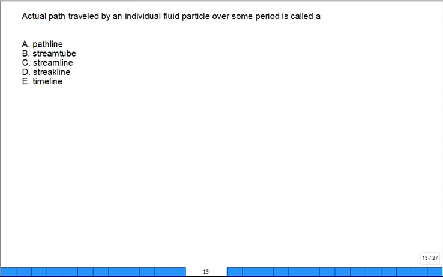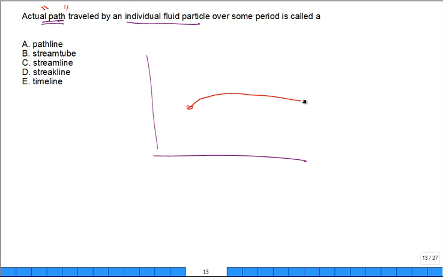The actual path traveled by an individual fluid particle over some period is called a, so this is the path traveled by an individual fluid particle. Here it is. It's in a flow field. I drop the particle right there. Boom. It then goes under a path. I think everybody understands what a path would be, right? And a couple seconds later, boom, there it is. At intermediate times, it was there.